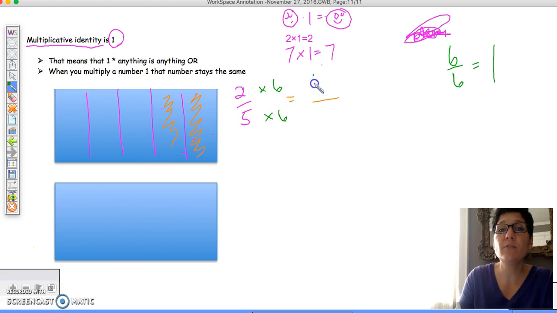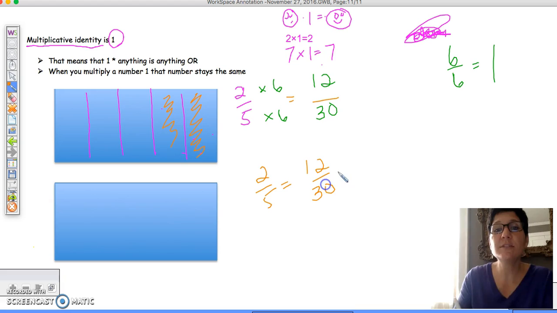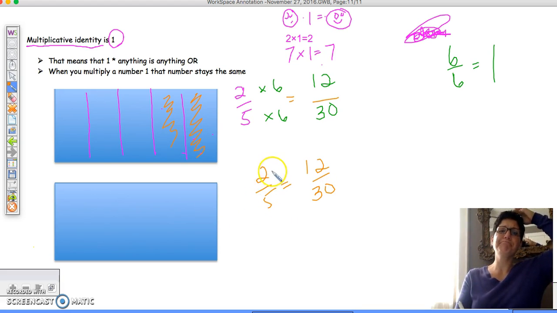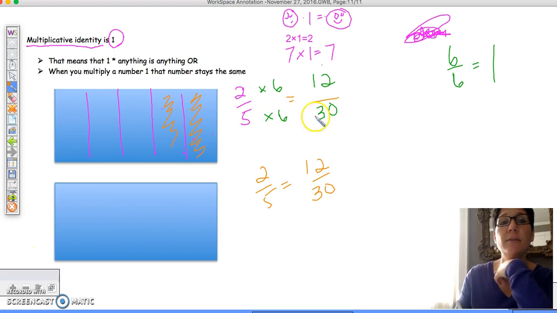And if I multiply across, I get 12. And if I multiply across down here, I get 30. So that means 2 fifths is equal to 12 out of 30. So let's think about that for a second, okay? If 2 out of 5 people opted to eat ice cream, that means 3 out of 5 people opted to not eat ice cream. Okay, so let me write that down.